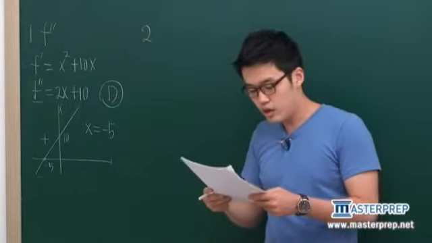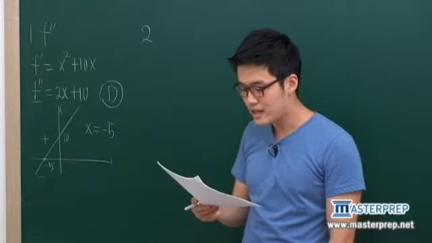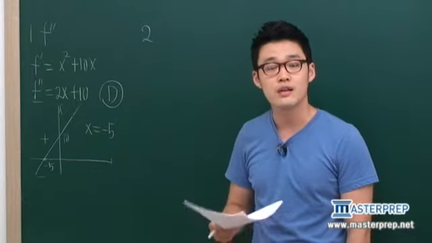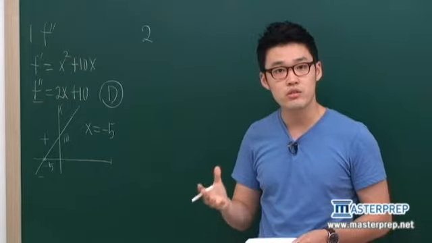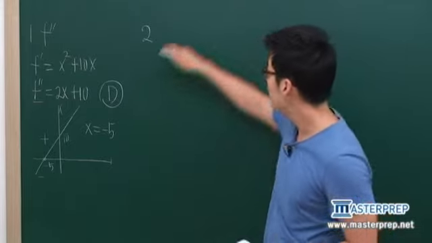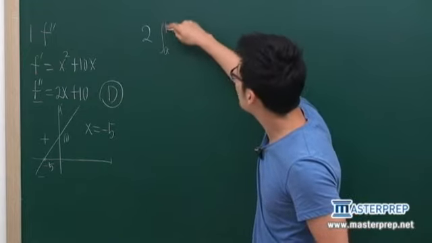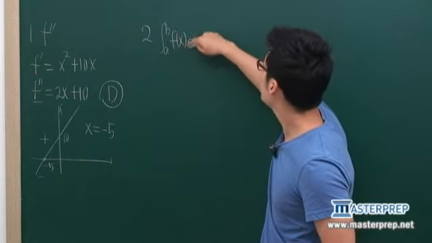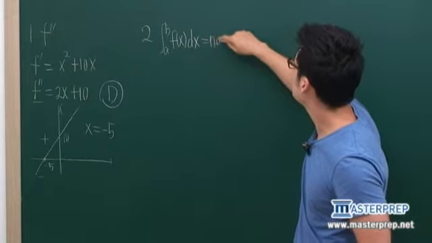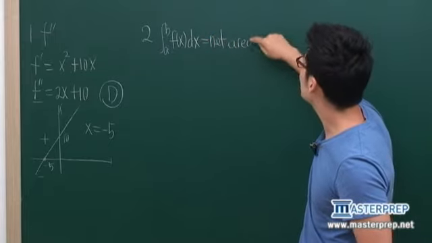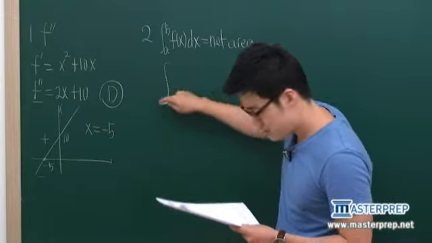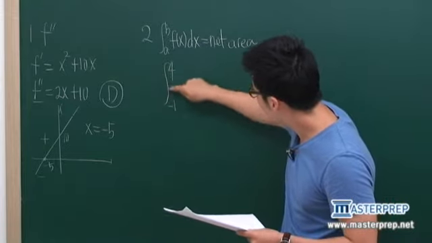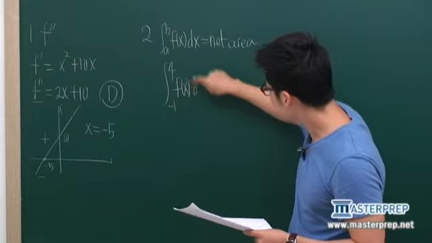All right, number 2. Number 2 actually asks you whether you understand the concept of integral. So this is integral calculus, and whether you understand how to find the net area. So the integral from a to b of f(x) dx is equal to the net area from x equals a to x equals b. All right, so let's get the integral from -1 to 4 of f(x) dx.